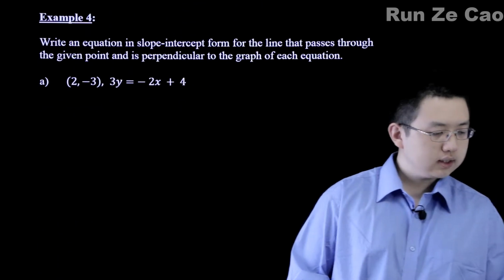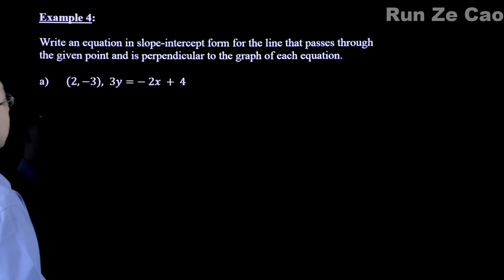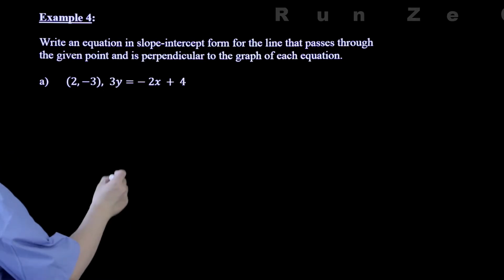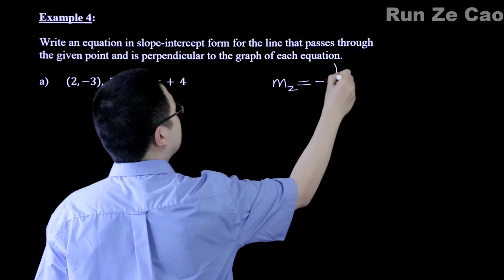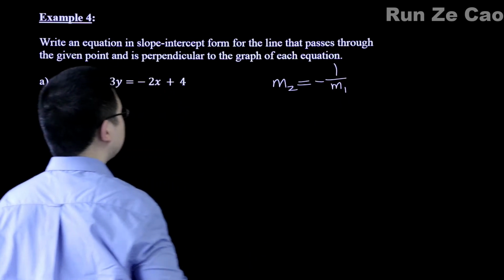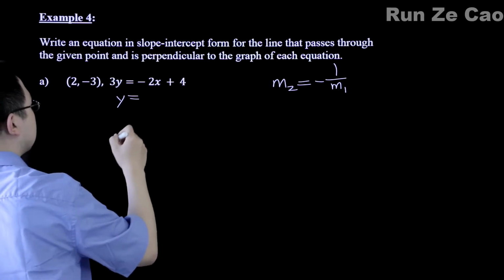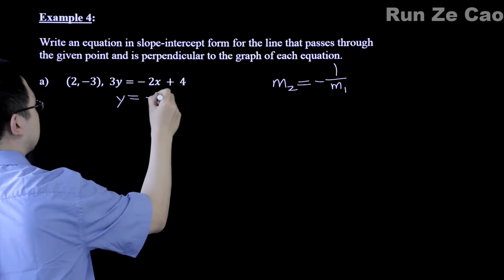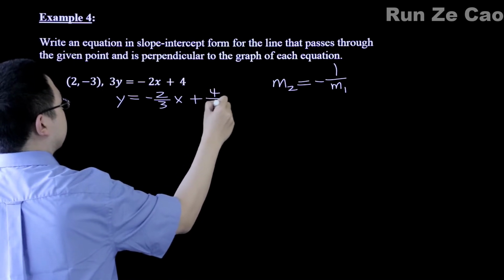Alright, an equation in slope-intercept form for the line that passes through the given point and is perpendicular to the graph of each equation. That means that this time we want m2 equals -1 over m1. So, y equals -2/3 x plus 4/3.